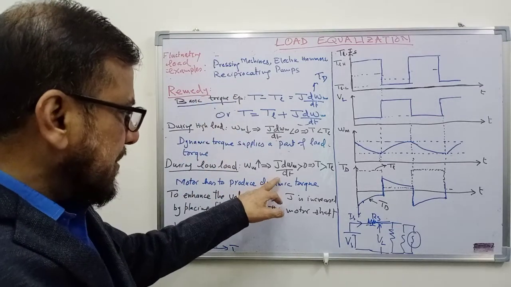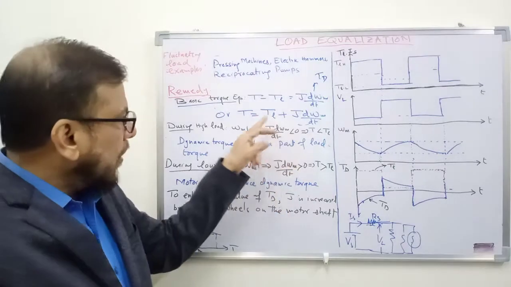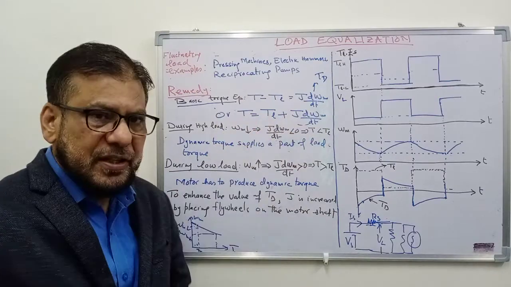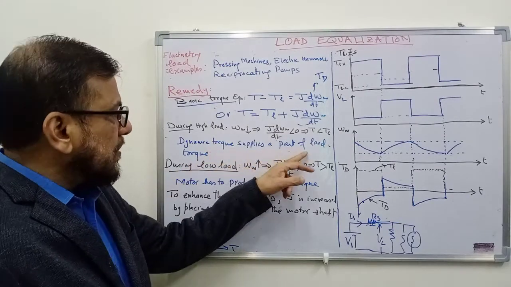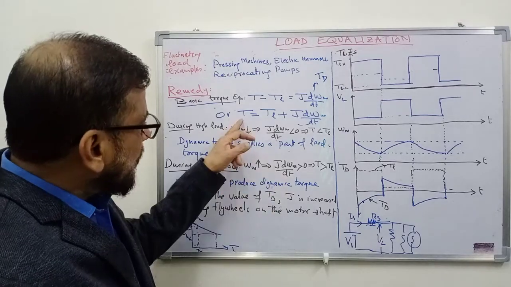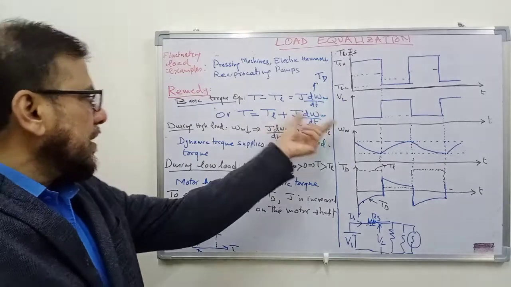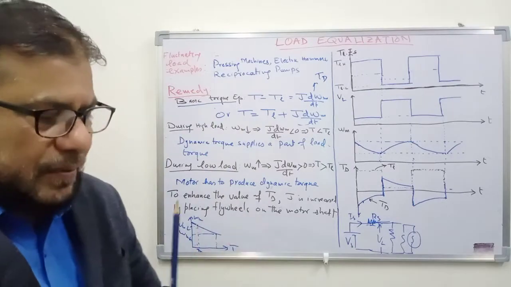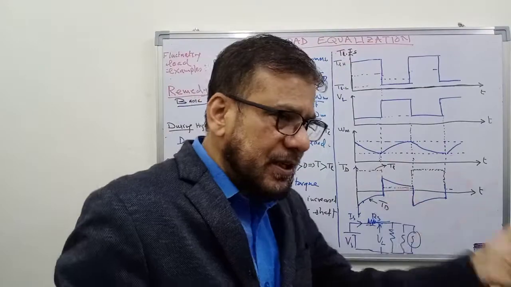This means that J d omega by dt will be less than 0, or you can say that T will be less than TL. T will be TL minus this quantity, the dynamic torque. So this means that the dynamic torque supplies a part of the load torque, and the motor has to produce TL minus the dynamic torque. So if you take it on this side, T plus TD equal to TL. So the dynamic torque actually helps the load. So a part of the load torque is supplied by the dynamic torque.